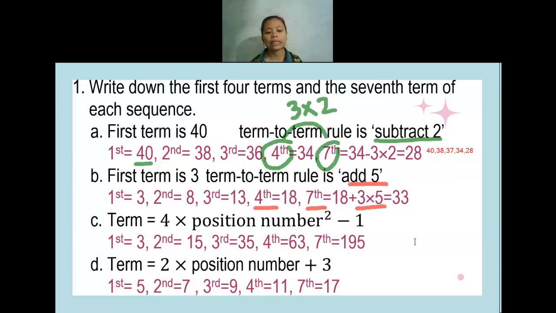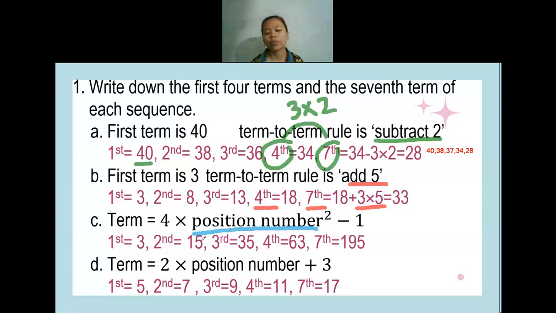For the question C, we already have the position to term rule. 4 times position number square minus 1. So if we are going to find the first term, for the position number in here, we will replace it into number 1. So later we will read it as 4 times 1 square minus 1. And then we have the indices and multiplication. We have to do the indices first. So we will have 4 times 1 minus 1. 4 times 1 minus 1, it will be equals to 3.